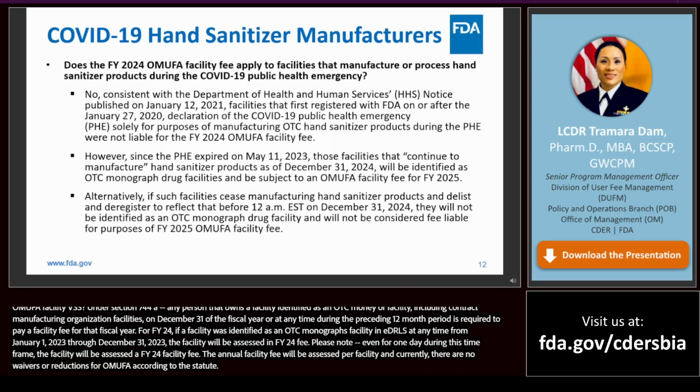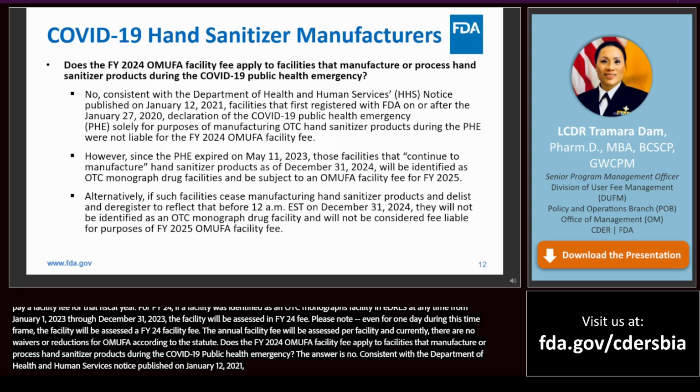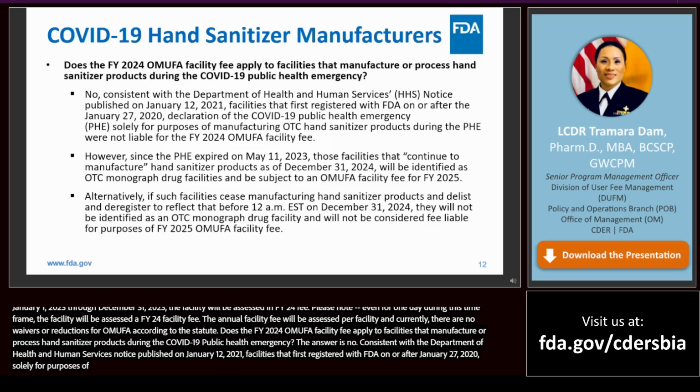Does the FY 2024 OMUFA facility fee apply to facilities that manufacture or process hand sanitizer products during the COVID-19 public health emergency? The answer is no. Consistent with the Department of Health and Human Services notice published on January 12, 2021, facilities that first registered with FDA on or after January 27, 2020, solely for purposes of manufacturing OTC hand sanitizer products during the public health emergency were not liable for the FY 2024 OMUFA facility fee.